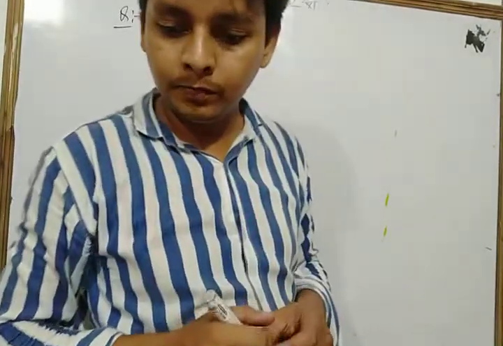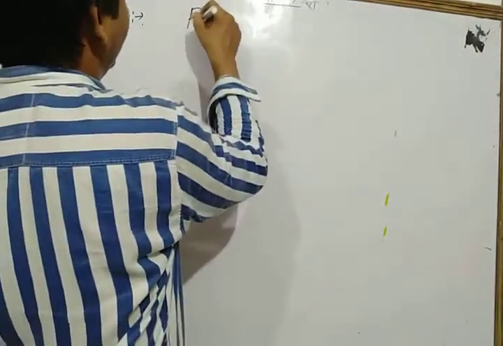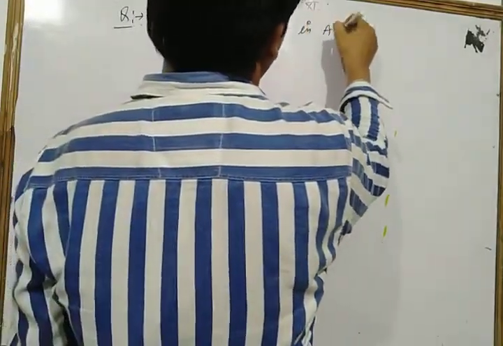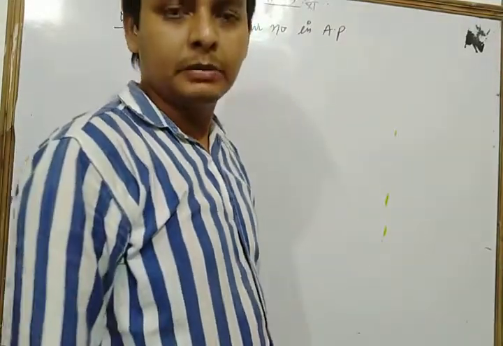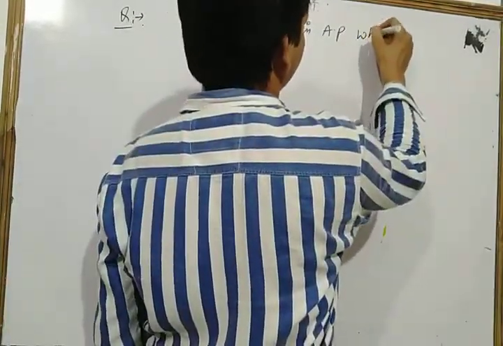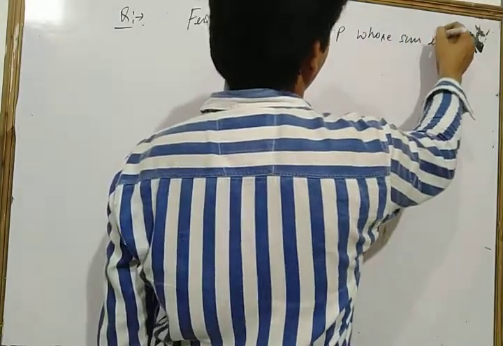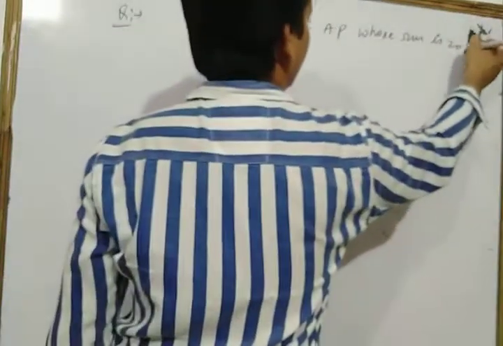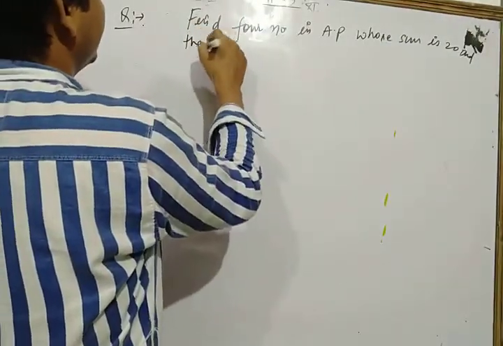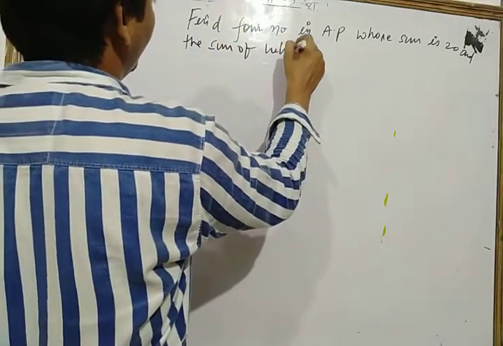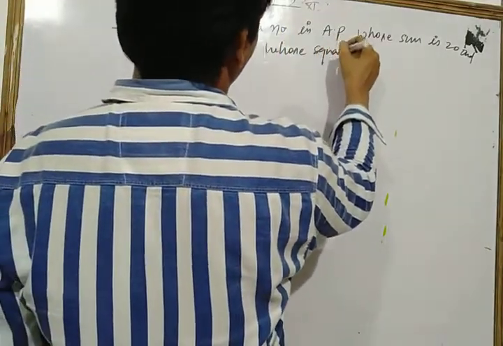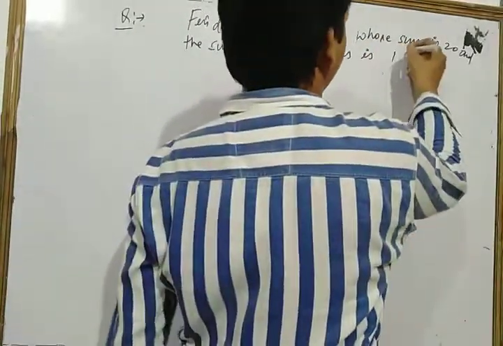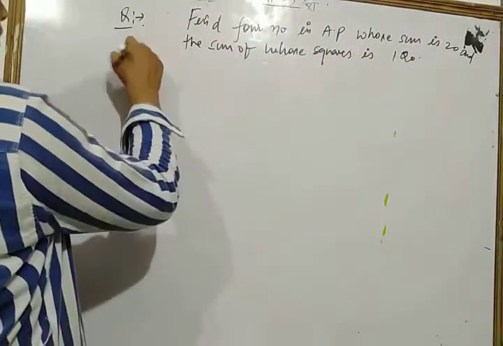We take another question. Find 4 numbers in AP whose sum is 20, and the sum of whose squares is 120. Now let's see its solution.